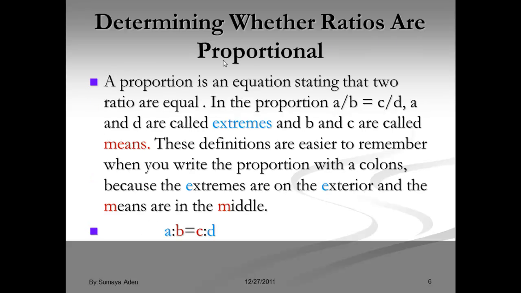Determining whether ratios are proportional. A proportion is an equation stating that two ratios are equal. In the proportion A over B equals C over D, A and D are called extremes, and B and C are called means. These definitions are easier to remember when you write the proportion in columns, because the extremes are on the exterior and the means are in the middle.